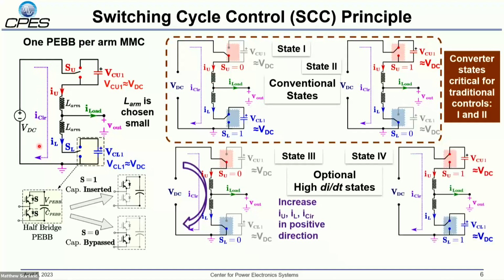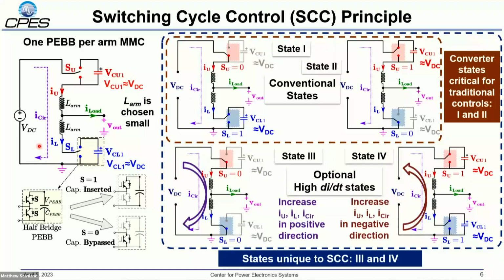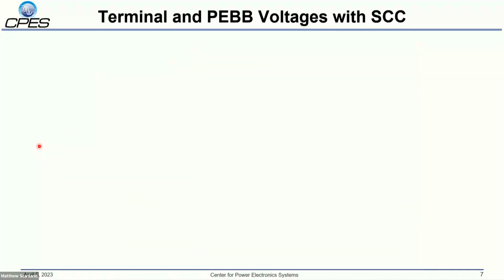Whereas you also have a state 4 where you insert both capacitors and you create a circulating current in negative direction. And these two states are very useful for SCC and will be utilized. These are also unique to SCC. So now let's look at the terminal voltage of SCC itself.